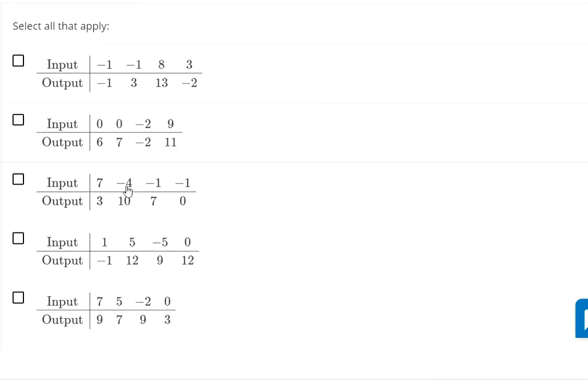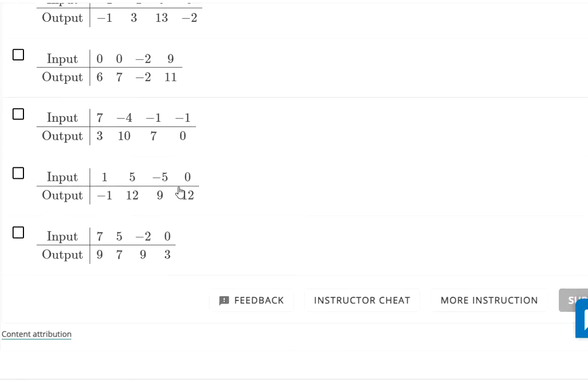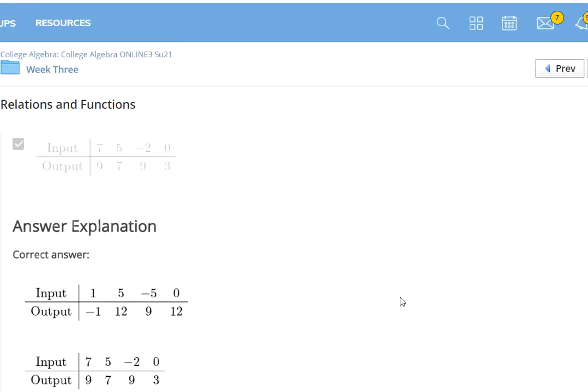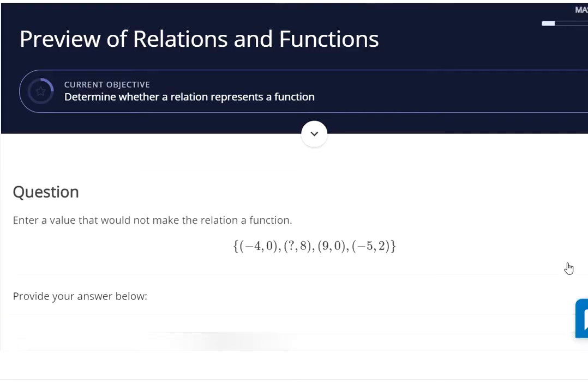7, you get a 3. -4, you get a 10. -1, you get a 7. Oh, that's not a function because two different inputs give two different outputs for the same type of input. Put a 1, you get a -1. 5, you get 12. -5, you get 9. 0, that one works. Every input has one output. 7, 5, -2, 0. Those all have their own unique outputs. So we're good there.